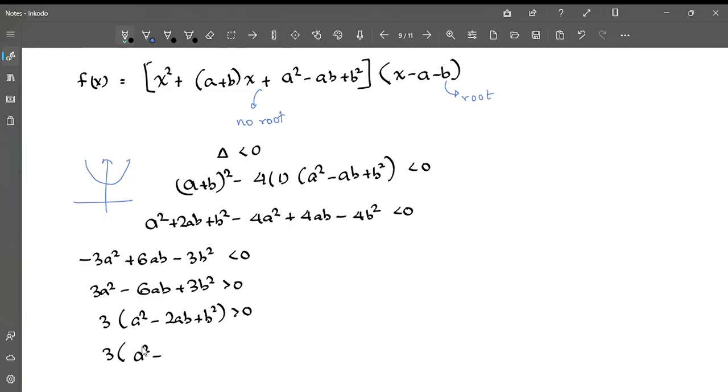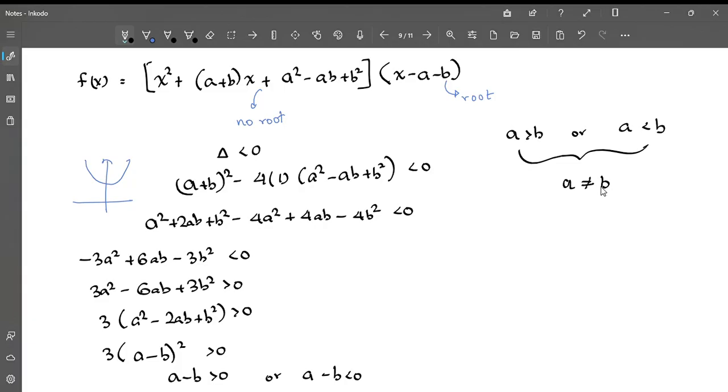That is (a minus b) whole thing squared is positive. Now 3 is always positive, and (a minus b) squared is also always positive, which means this is basically true. (a minus b) squared is positive means a minus b is positive or a minus b is negative. One of these is true. When a minus b is positive, a is greater than b, or a is lesser than b. In both of these cases, a is not equal to b. The condition is proved because they are telling us that a and b are distinct.